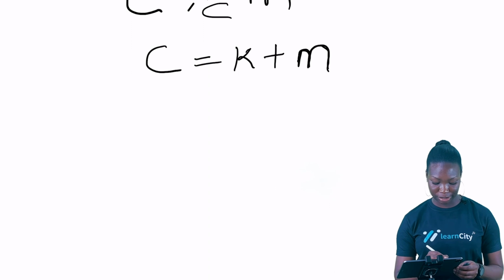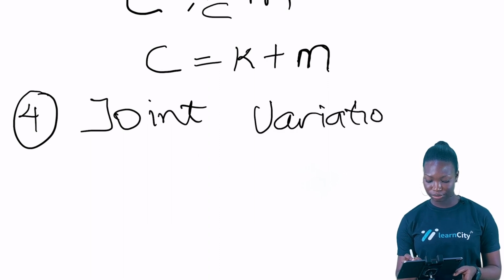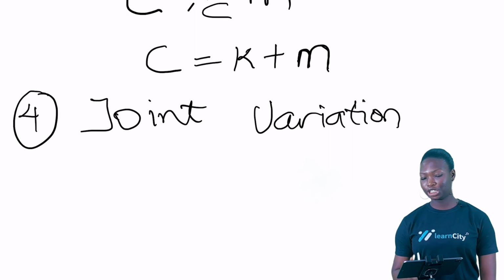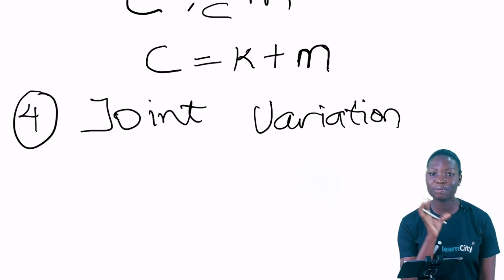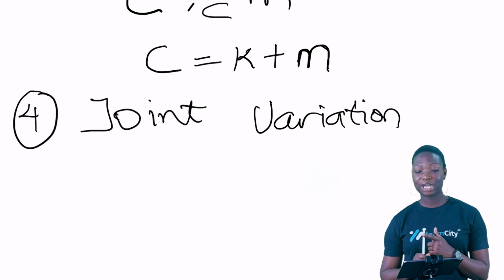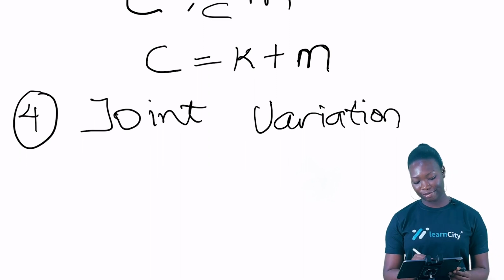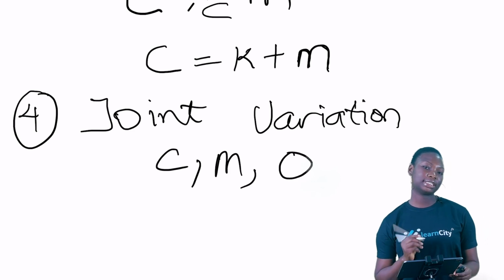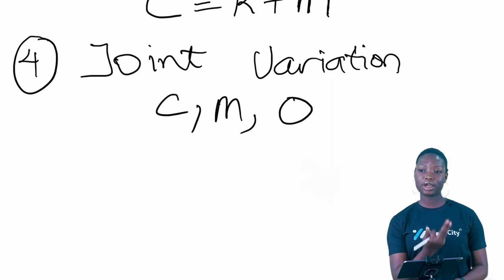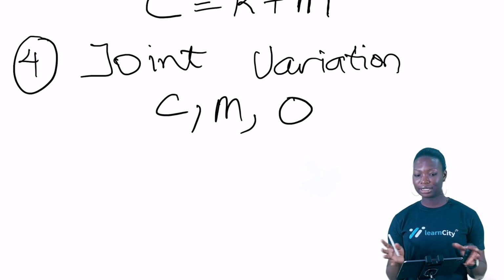Now the last one, which is joint variation. Joint variation is quite different from direct variation, inverse variation, and partial variation. Joint variation picks three numbers. For direct, inverse, and partial, we use two numbers, which are C and M. But in the case of joint variation, we use three different numbers: C, M, and O, such that the relationship between them explains how the three are together.